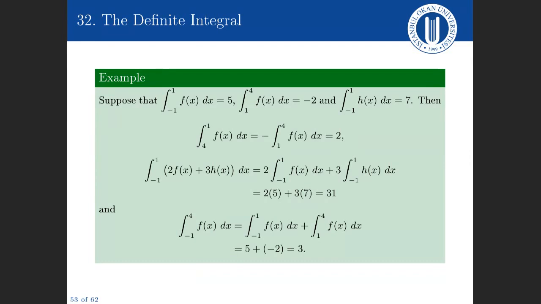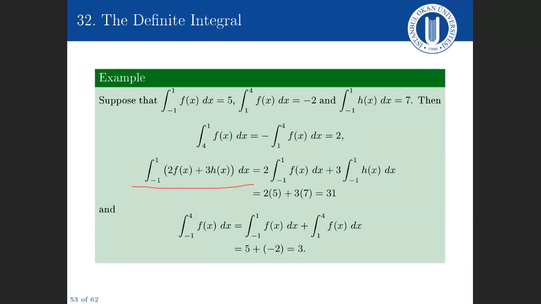Let's do some examples. Let's suppose we have two functions, f and h. We don't know what functions they are, but we're told that the integral of f between minus 1 and 1 is 5. The integral of f between 1 and 4 is minus 2. And the integral of h between minus 1 and 1 is 7. That's all the information that we have. We're asked to calculate the integral from 4 to 1 of f of x dx. Remember, we can swap the positions of 4 and 1 as long as we put a minus sign on the front. So we get our answer 2.